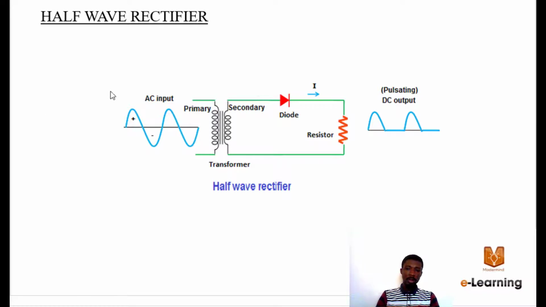So the AC input here passes through the transformer, passes through the diode, then it creates a pulsating DC. Now it is not palatable to have pulsating DC as an output to be used in machines, so it becomes very necessary to remove the ripples out of the output DC. These are called ripples because they go up and down in that manner. So it is very important that we remove the ripples.